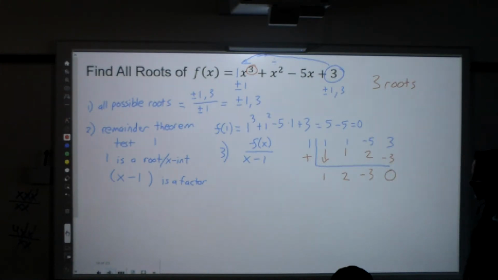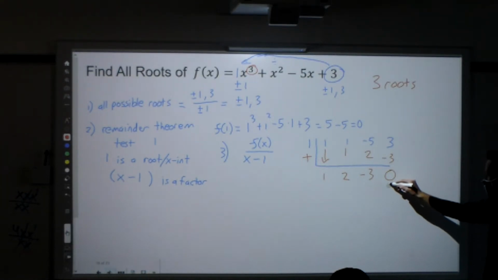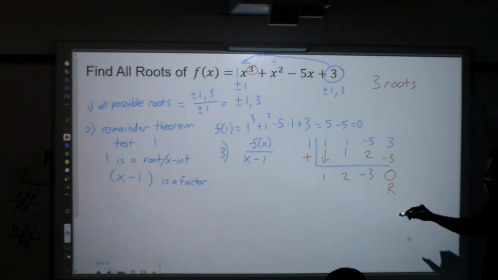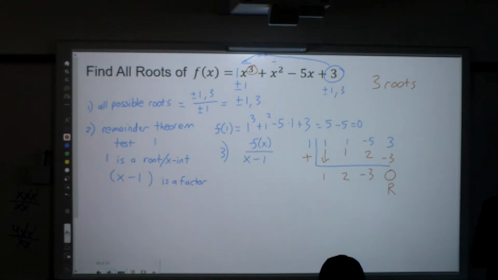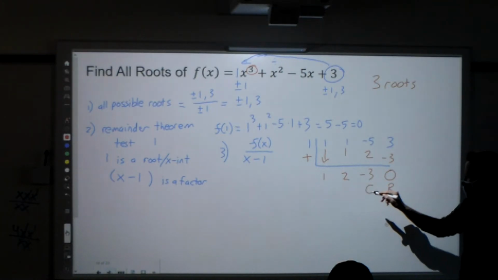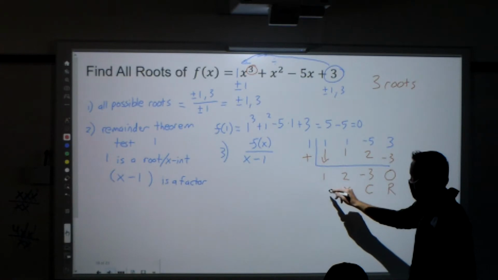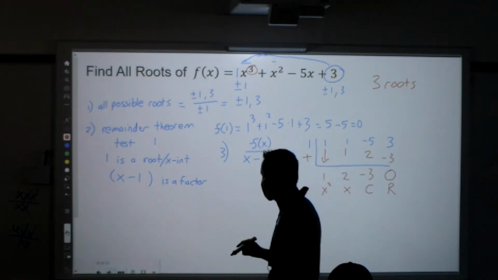What does that 0 represent, Mindy? It's a factor. That's your remainder. Since it's 0, it tells you it's a factor. Guys, we already knew it would give us 0, right? That's what the remainder theorem told us. But now we want to find the quotient, which this is my constant term, this is my linear term, and this is my quadratic term.